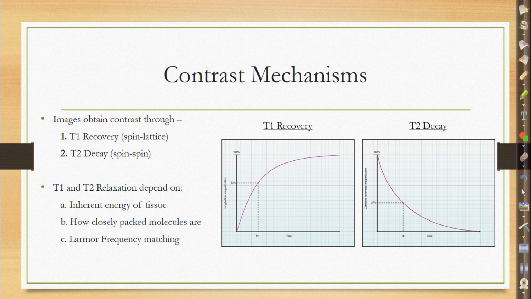T1 and T2 relaxation depend on three things. The inherent energy of the tissue, how closely packed molecules are, and how well those hydrogen protons within that molecule match the Larmor frequency.